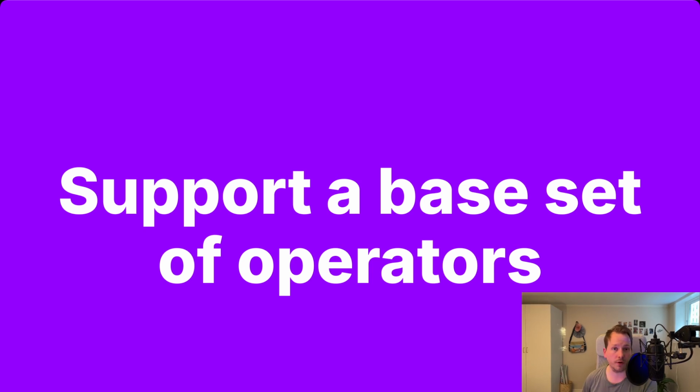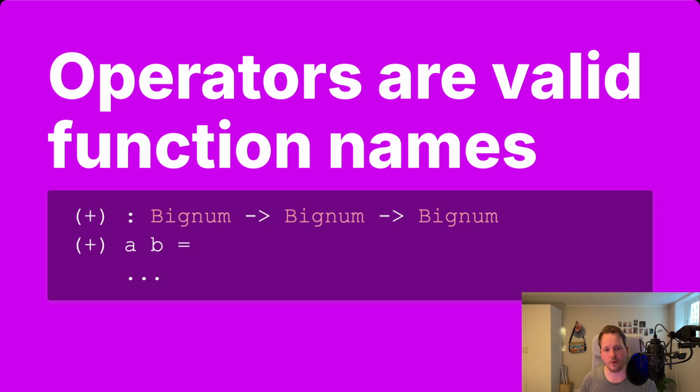Question is how that works, right? So the general idea that we're going with is that operators will become valid function names and that you can define an implementation for an operator using regular function syntax. So here's an example of that. If you were to define a big num type, and I chose big num instead of number just because it fit in this line, you would do it like this, and it would look almost exactly like defining a function, except the operator is wrapped in parentheses.